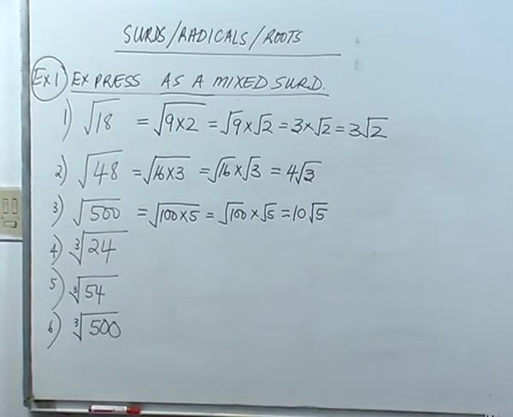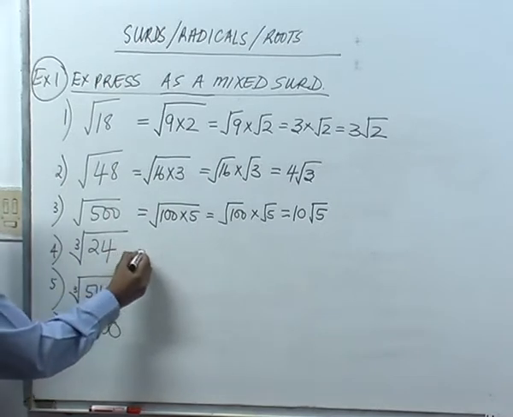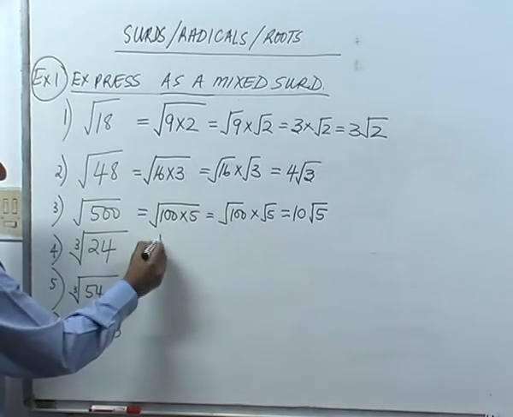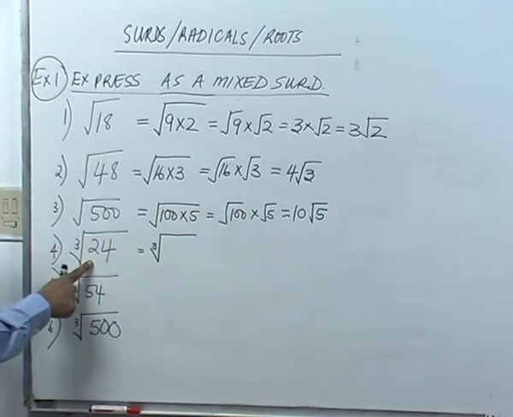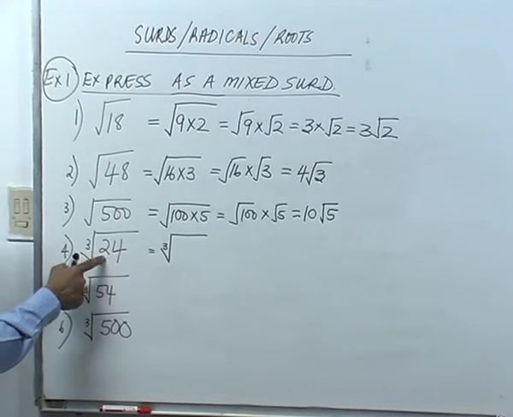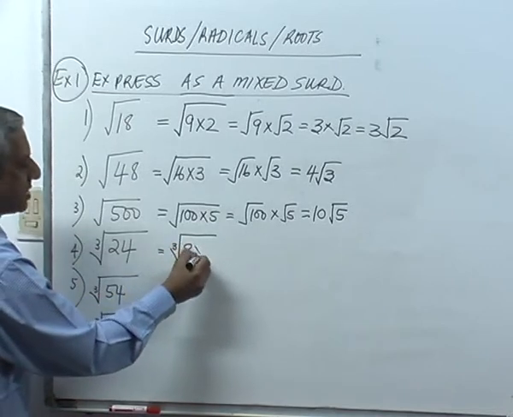Now, in number 4, you must be careful. This is a cube root sign. So we want to break up 24 into the biggest possible cube. Earlier on I gave you the table of cubes: 1, 8, 27, 64, etc. So the biggest possible cube inside here is 8. So this is 8 times 3.